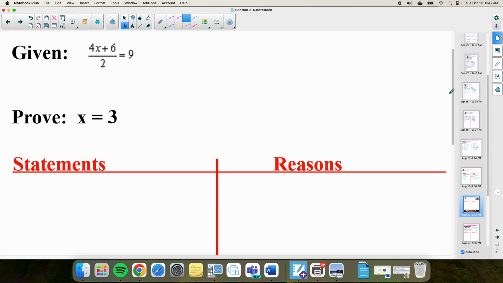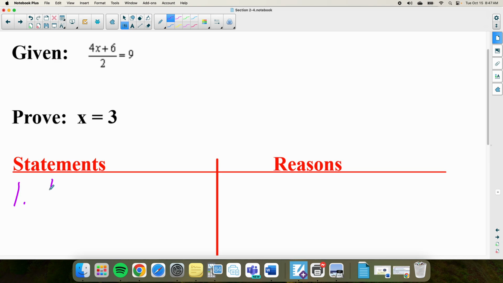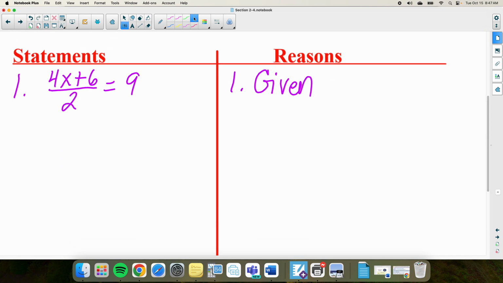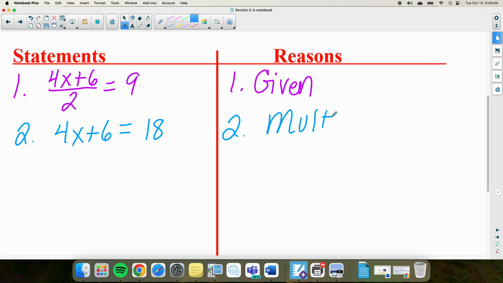So if I look at this one, okay, I get 4x plus 6 all over 2 equals 9. That is given. Okay? If you were doing this, what would you do first? Multiply by 2, okay? When I multiply by 2 on the left, the 2's cancel, and you get 4x plus 6. When I multiply 9 by 2, I get 18. And that is multiplication prop.